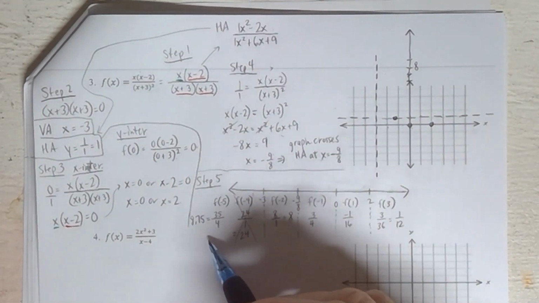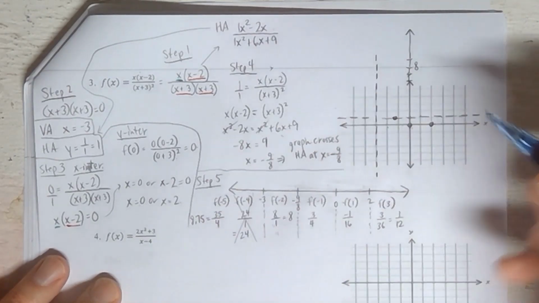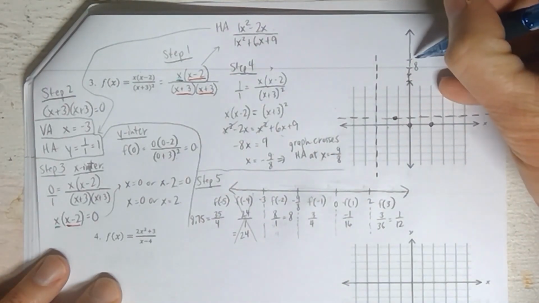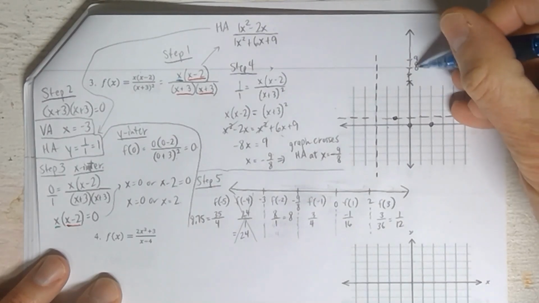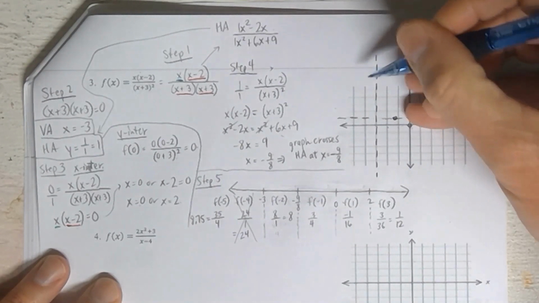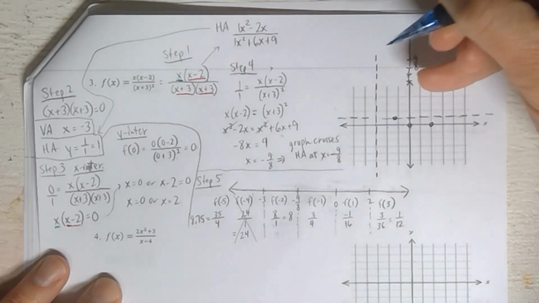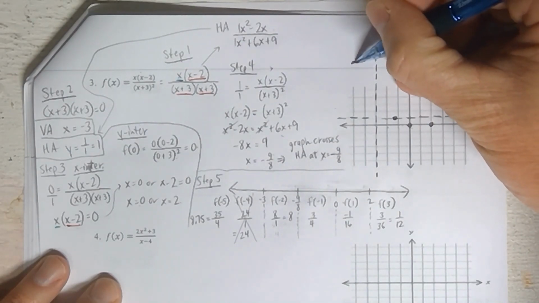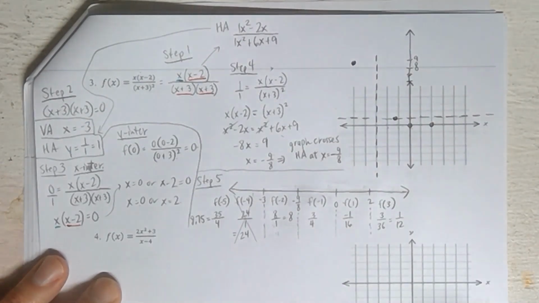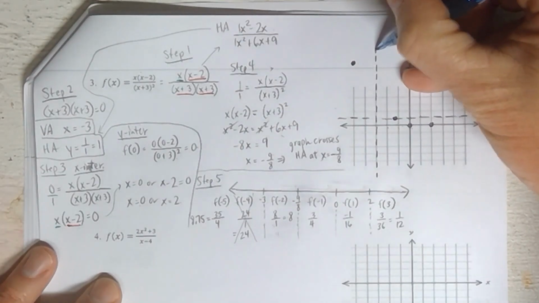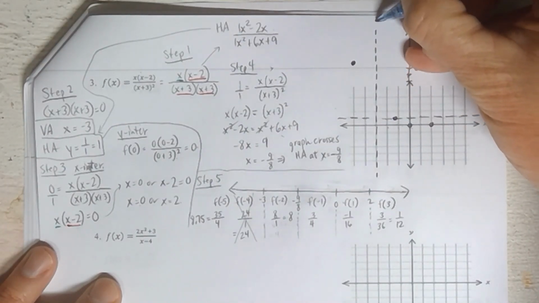We also need to plot these other points here. -5 pairs up with 8.75, which is between 8 and 9 up here. And so let me go and put that on there. That's about right there. Okay. So it looks like I'm going to have to extend this vertical asymptote out a little bit more there.